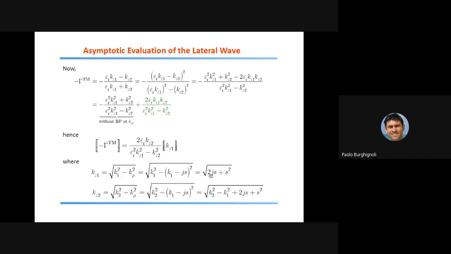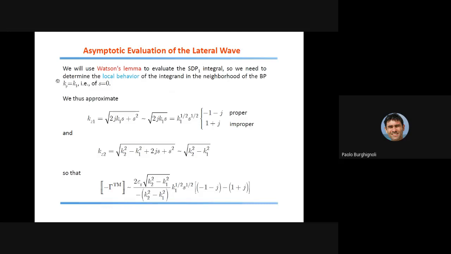So as you can see, when you let s tend to 0, kz1 tends to 0, whereas kz2 tends to a non-zero number, which is the square root of these two terms here. Why should we let s tend to 0? Well, because we wish to use Watson's lemma to evaluate asymptotically the steepest descent path integral. And Watson's lemma tells us that in order to determine the asymptotic behavior of the integral, we need to determine the local behavior of the integrand in the neighborhood of the branch point, which is k1, that is when s tends to 0.